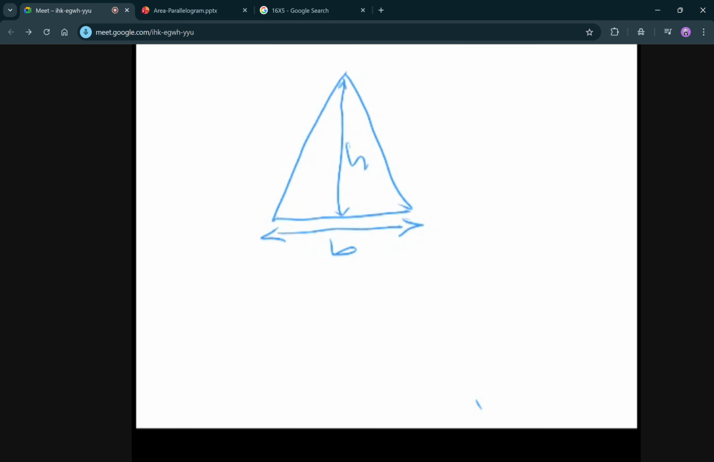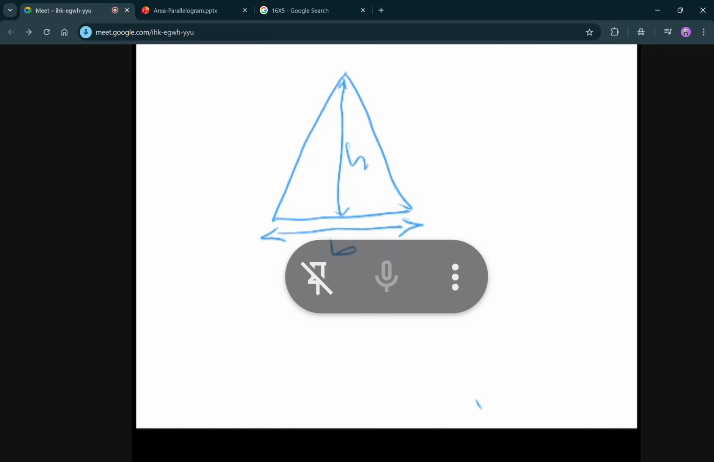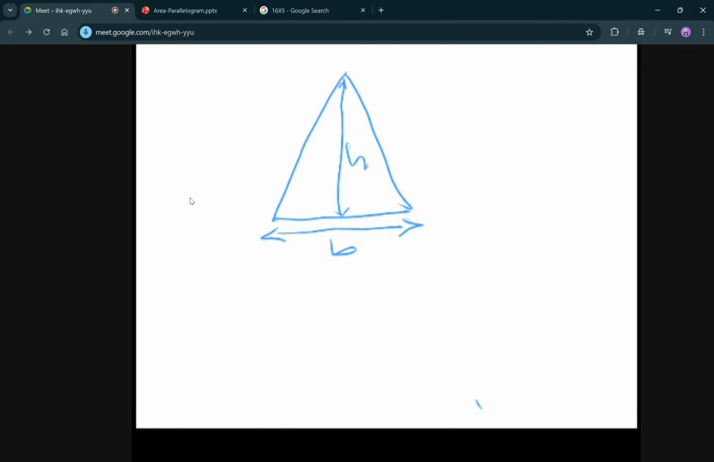Are you seeing that? I'm not seeing your mouse as it's moving. Can you see the diagram I drew? Yeah, I can see the diagram. Can you see that the height divided the base into two equal parts? Yes, I can see that.